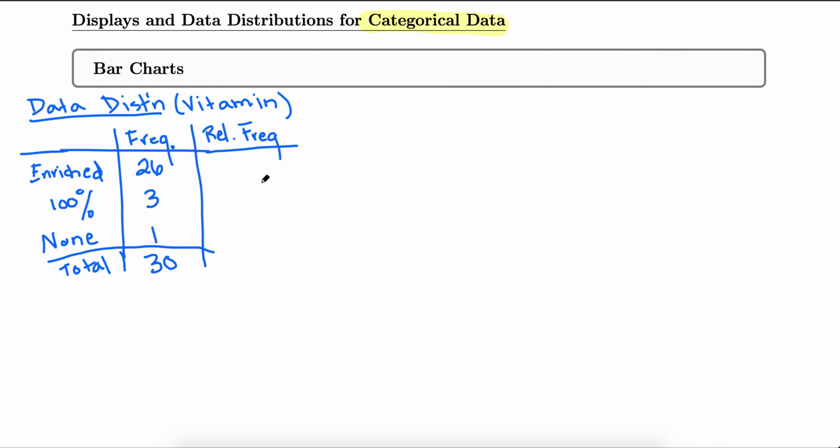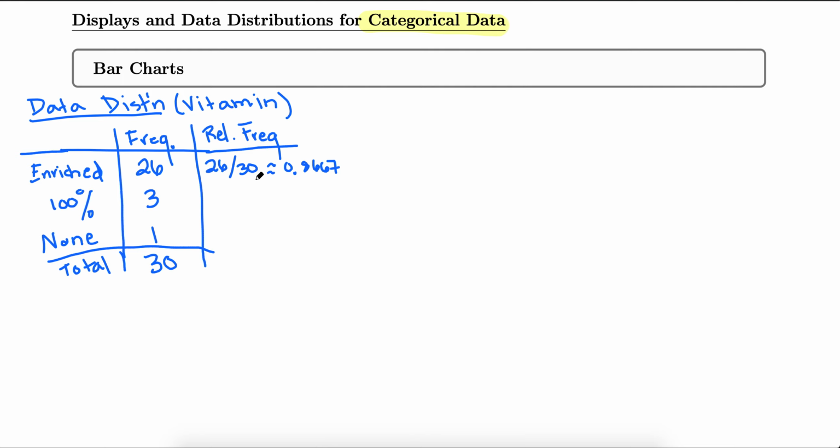So relative frequency is like what it says: how many in each category, 26 enriched, relative to the total 30, so 26 out of 30. You're welcome to just leave it as a fraction, don't simplify it, just leave it like that. If you'd like to write it as a decimal, you may as well. In this case, that would be about 0.866 repeating. Let's get used to keeping everything to 4 decimal places in this class for consistency.